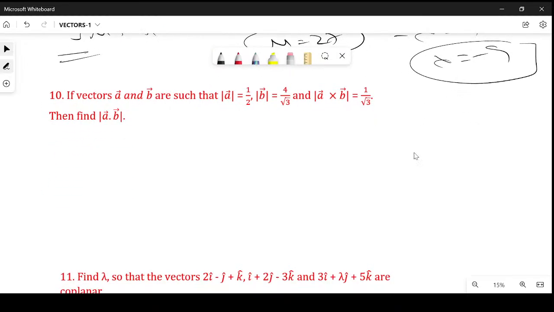Now you can see, if vectors a bar and b bar are such that mod a bar is 1 by 2, mod b bar is 4 by root 3, and mod a bar cross b bar equal to 1 by root 3, then find a bar dot b bar. Using the vector product, we find the angle between those two vectors, then we can find the dot product between those two. But I can use here mod a bar cross b bar equal to 1 by root 3.